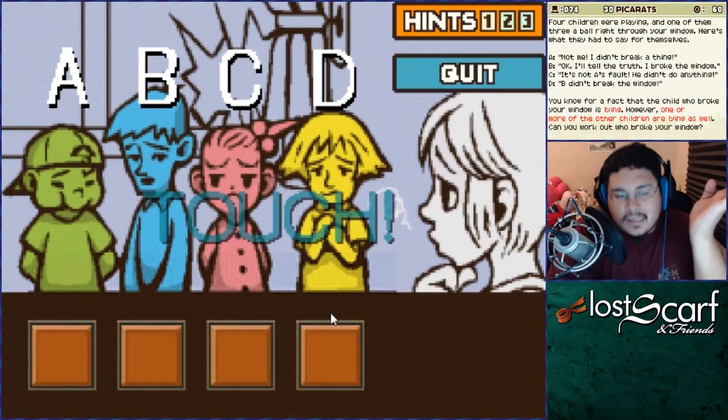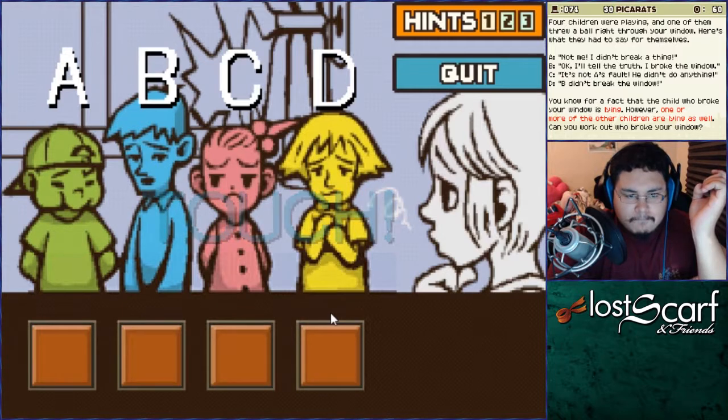So let's say A's lying. So they broke the window. Let's say B's lying. They didn't break the window. Let's say C's lying. That means it's A's fault. And let's say D's lying as well. That means that B did break the window.